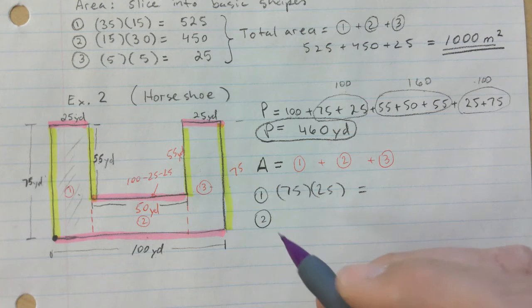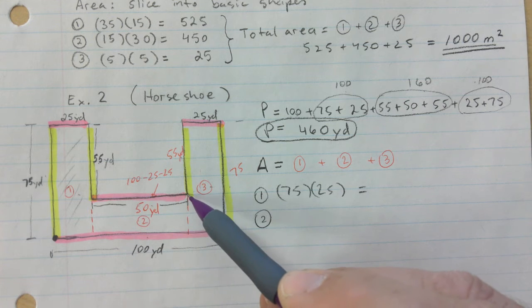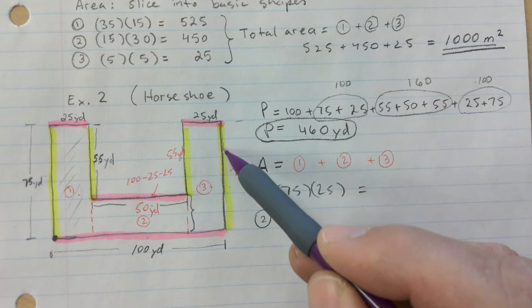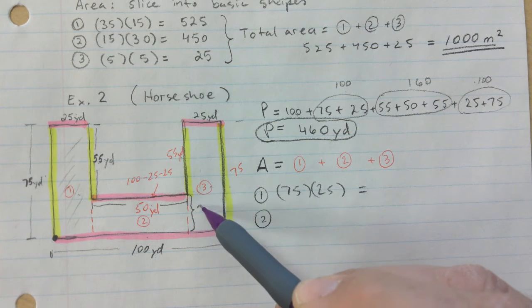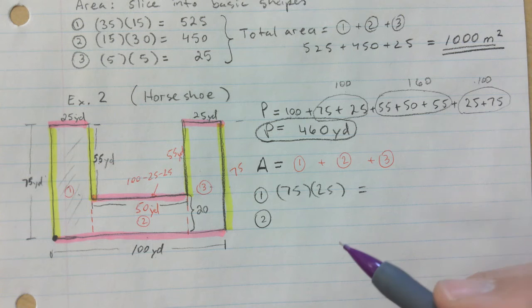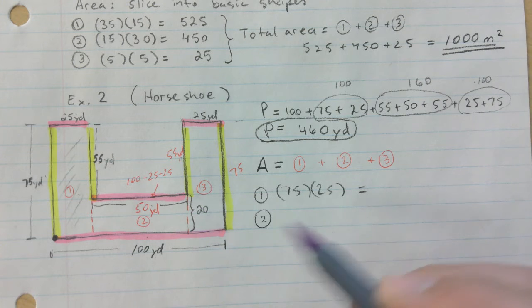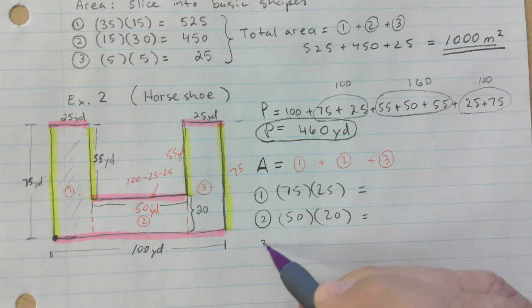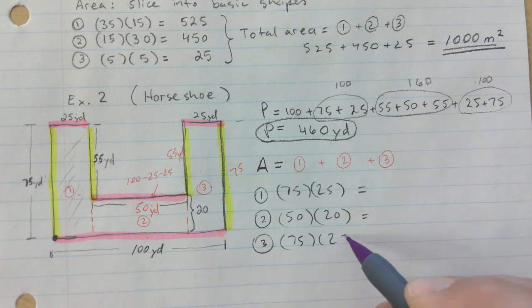Number 2, this one here you have to be careful. We found out that this is 50. And what is this? Do we know that? Well, we know that the whole thing is 75. We take away the 55 from it. So you're left with 20 here. Right? So that is essentially 50 times 20. And 3, you can do it, right? Like we can just say 75 times 25 as well.